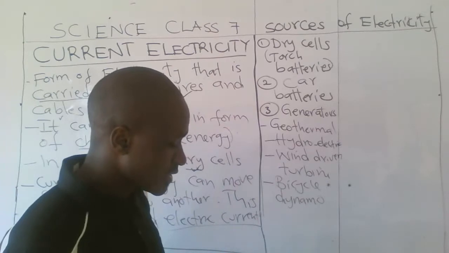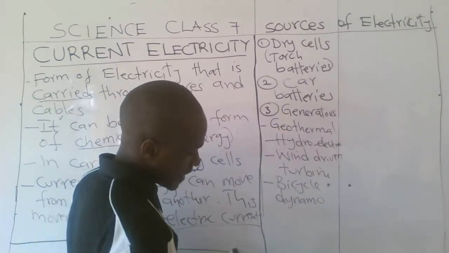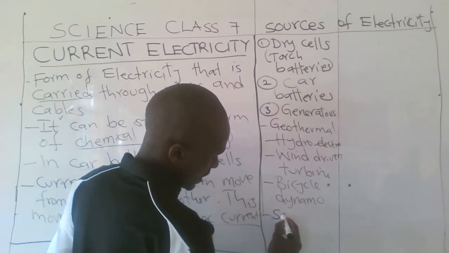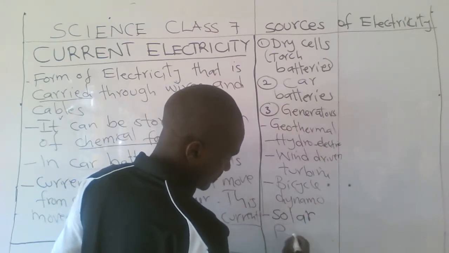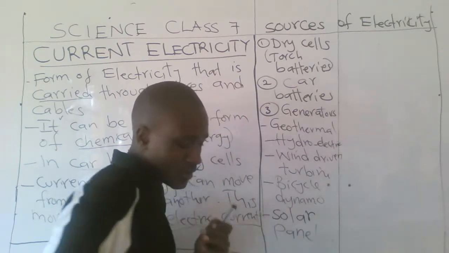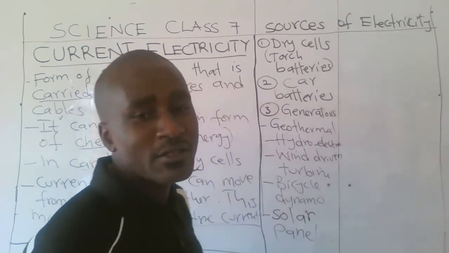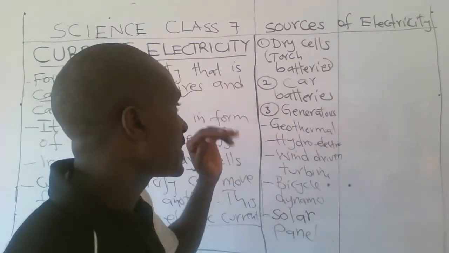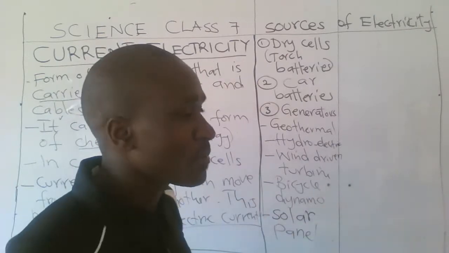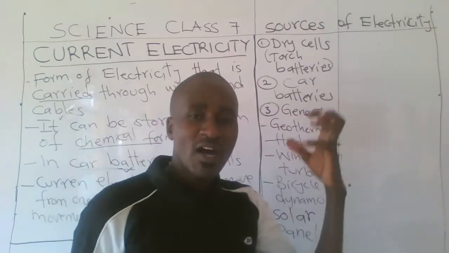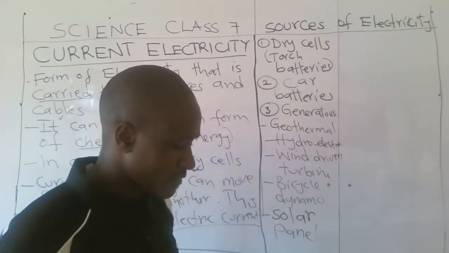And lastly, under current electricity, we have what is called the solar panel. Solar panel is most used in remote areas where there is no electricity. These people use solar panels, which convert light from the sun to electricity.